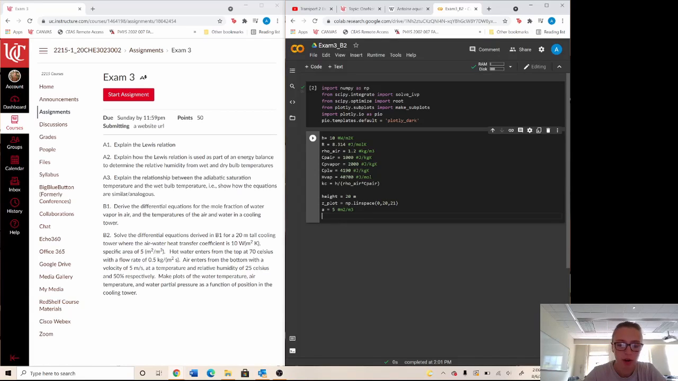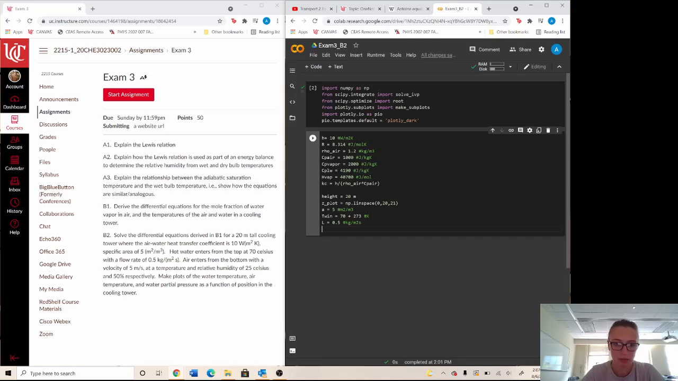And hot water enters the top at 70 Celsius. So temperature water in is equal to 70, and then I'm going to convert this to Kelvin, so 273 Kelvin. Okay, and then hot water enters the top with a flow rate of 0.5 kilograms per meter squared seconds. So the liquid flow rate is equal to 0.5, and that's in units of kilograms per meter squared seconds.